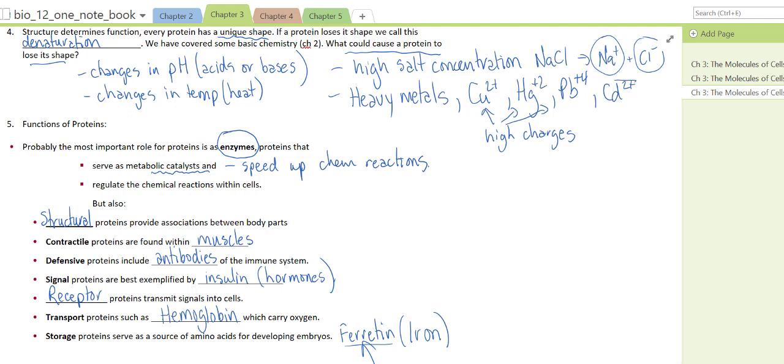So that concludes our notes on proteins. I'll pause the video, and you can scroll to the next page to pick up on the nucleic acids.